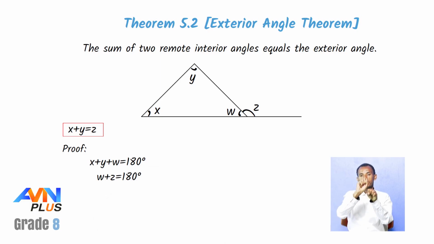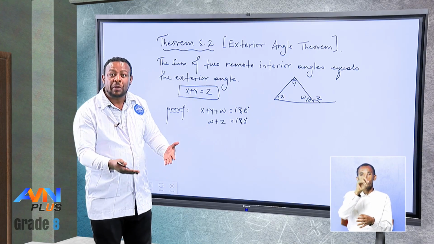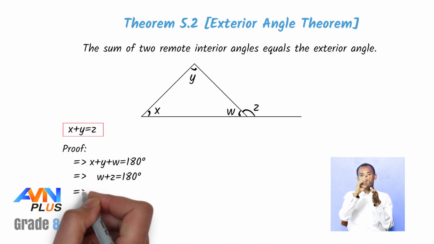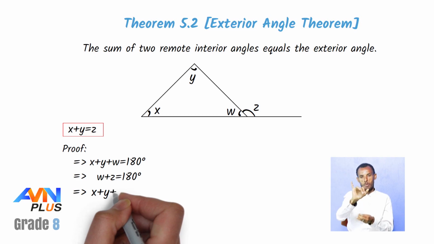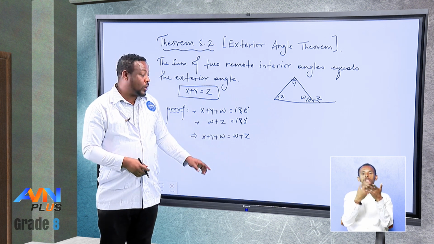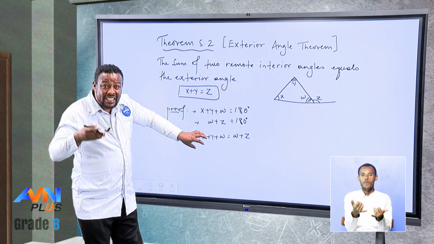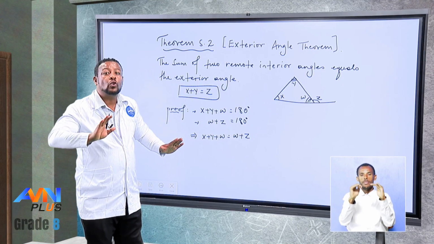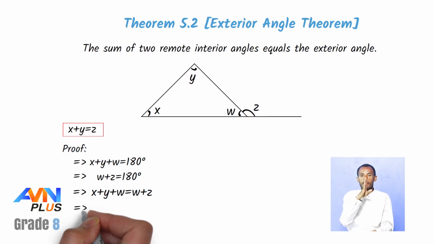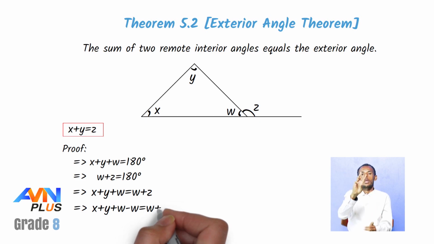So we know these two things. Now, if these two are the same, which is 180 degrees, by transitivity, we can take these two expressions as the same, okay? So X plus Y plus W is equal to W plus Z, okay? These two are equal because both of them are 180 degrees. So now subtract the same quantity from both sides. You can subtract W from both sides. So this equation becomes X plus Y plus W minus W is equal to W plus Z minus W.